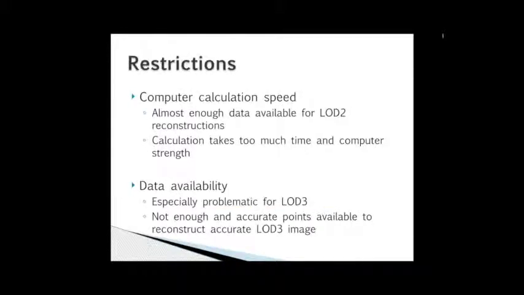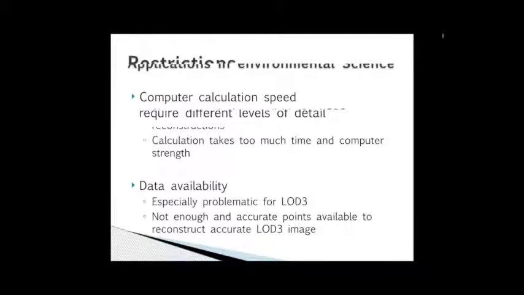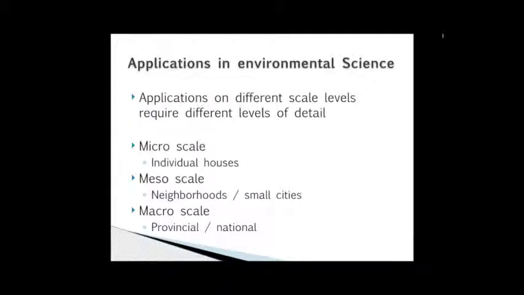So why don't we have at least LOD3 for everything then? Well, there are two main restrictions. There's computer calculation speed. For the whole of the Netherlands, we have this beautiful LiDAR data, AHN2 data, and in a lot of other countries, there's also a lot of LiDAR data available. However, to construct buildings, even in LOD1, takes a lot of time. So even though we have pretty much the amount of data available to construct LOD2, the amount of computers and the amount of calculation time that requires is too much, and therefore we cannot generate it.